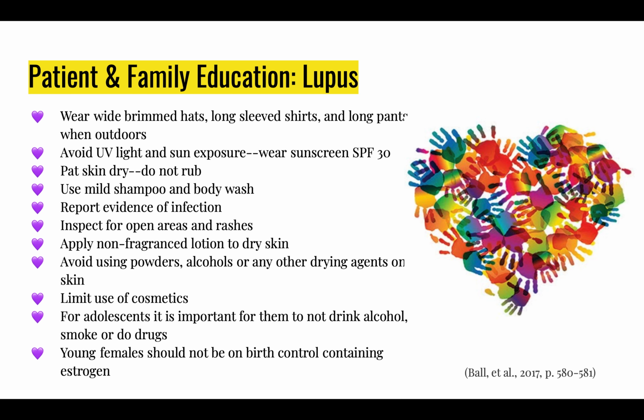So some education tips for the patient and the family would be to wear wide-brimmed hats, long-sleeve shirts, and long pants when outdoors. Avoid UV light and sun exposure, and if the child is to be outside, it is necessary that they wear a sunscreen with an SPF of 30. It is essential that they do not rub the skin if the child is wet. They need to pat that skin dry to avoid irritation.